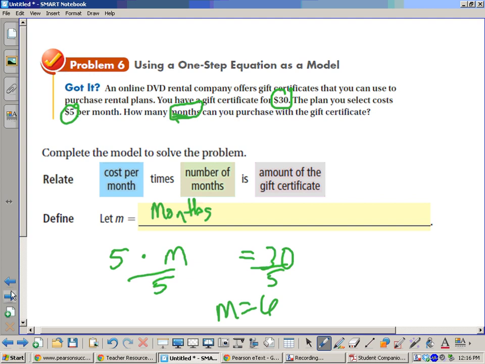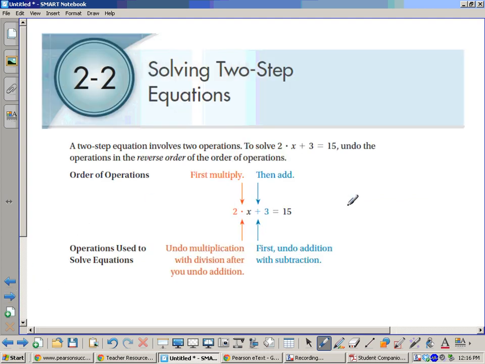So now we're going to deal with some section 2.2. We're going to solve two-step equations. And when we're solving two-step equations, we're going to use what we talked about before with the one-step equations. We're going to identify the operations. But before we do that, let's talk about what the operations are.